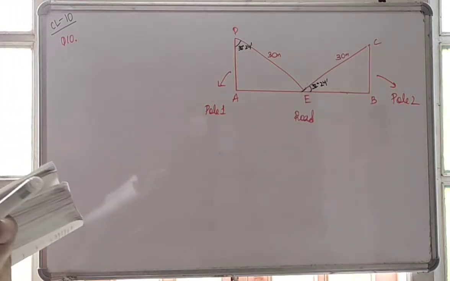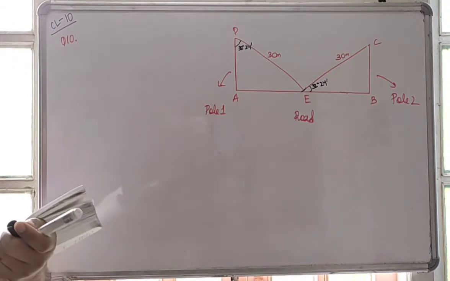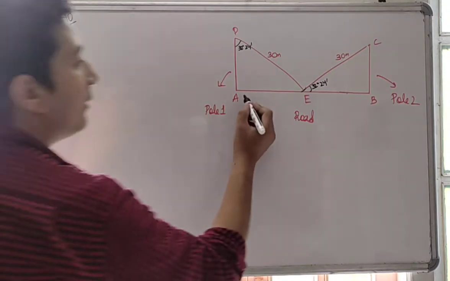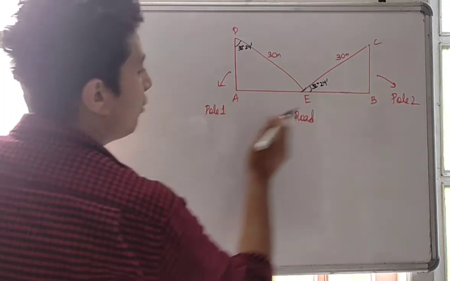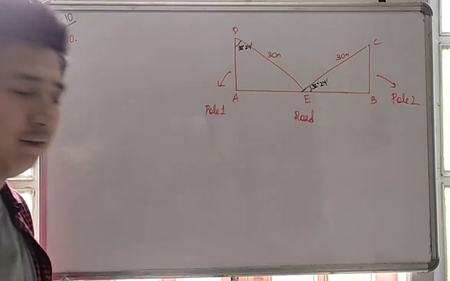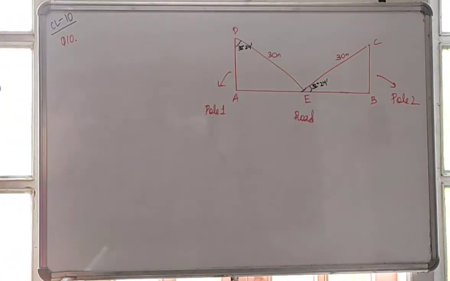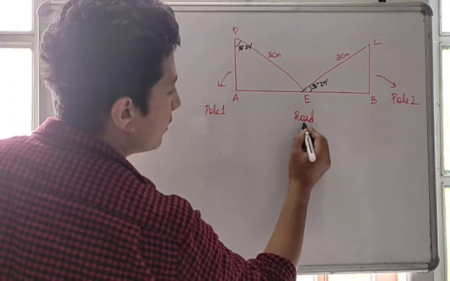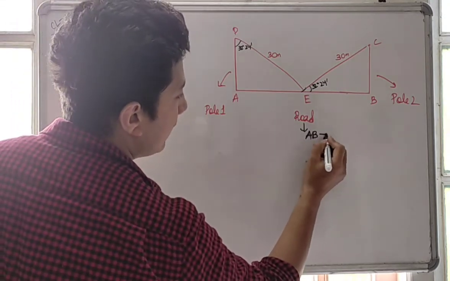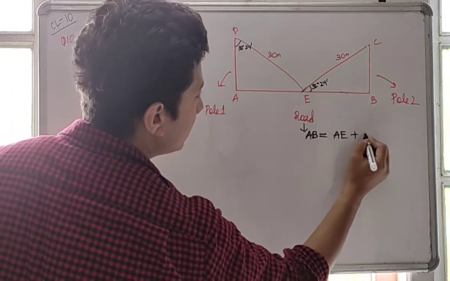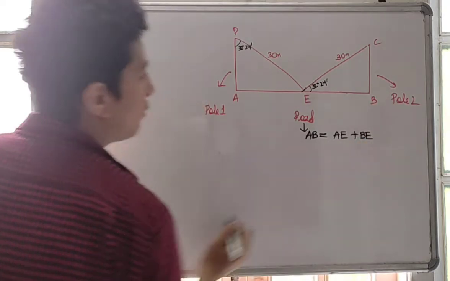Calculate the width of the road. We need to find the width of this road. So the width of the road means AB is what we need to find. This road is AB. So AB is AE plus BE, which is what we need to find.